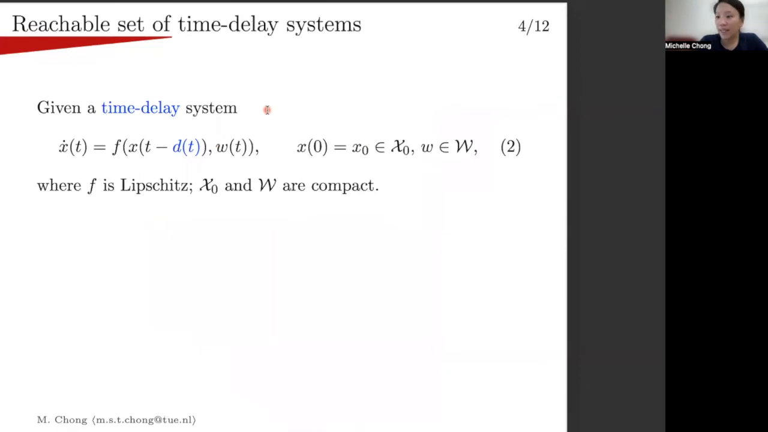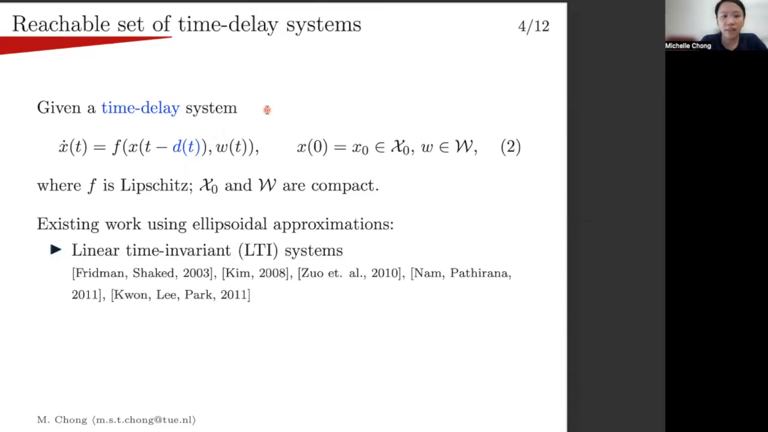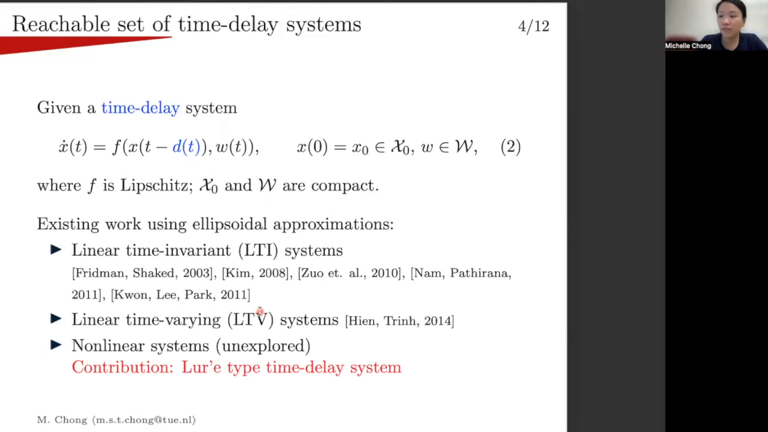Given a time delay nonlinear system, existing work that uses ellipsoidal approximations have been done for time delay linear time invariant systems with increasingly tighter bounds over the years, using more advanced methods. This has also been done for linear time varying systems, and to the best of our knowledge, there are no results for nonlinear time delay systems. The contribution of our work is a step in this direction by considering Lur'e type time delay systems.